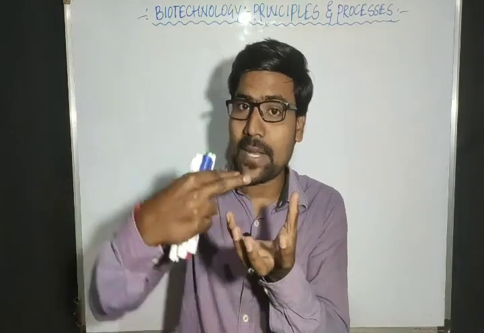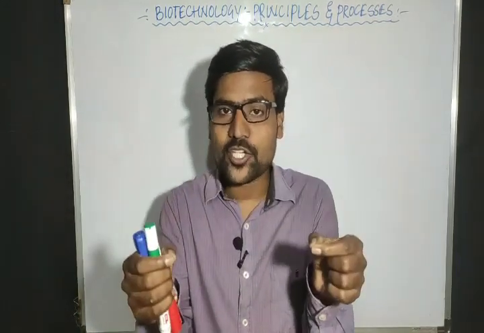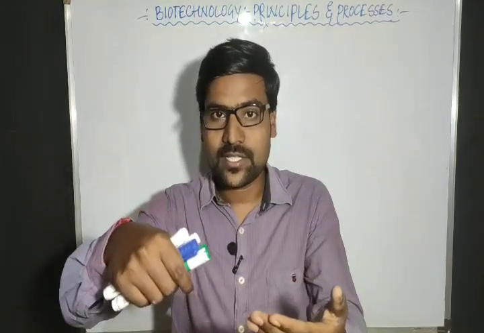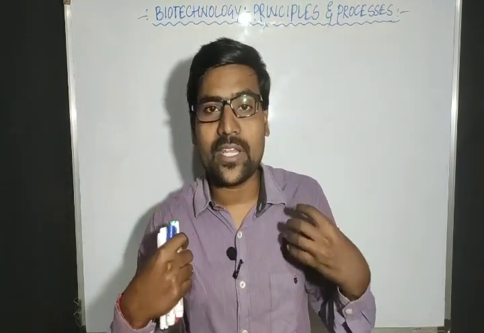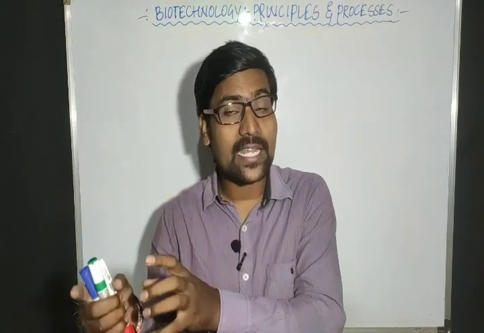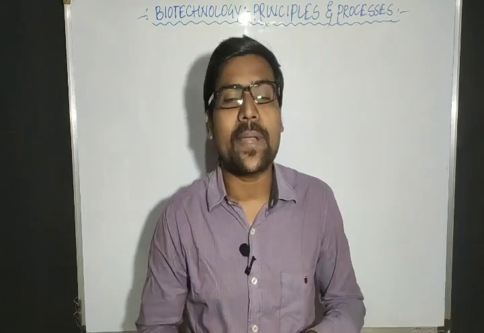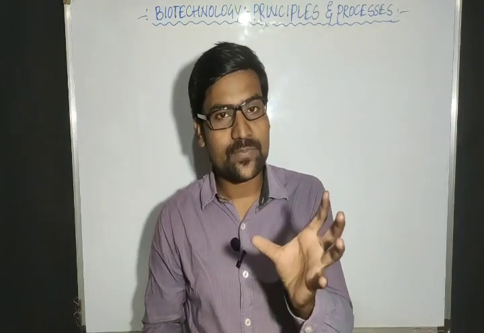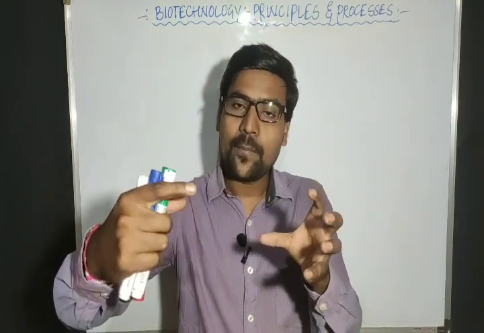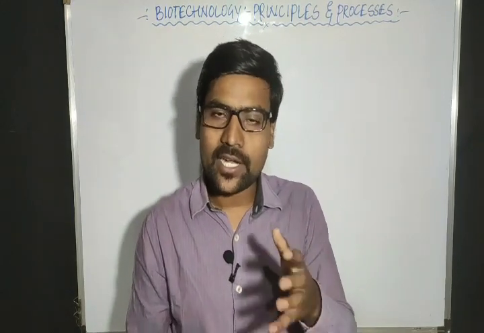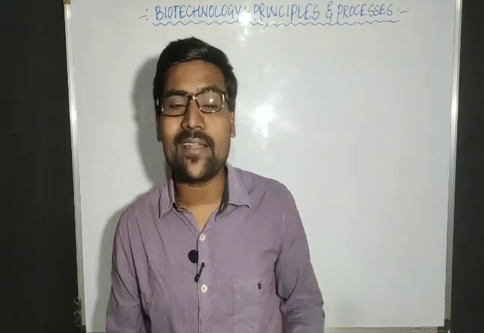We are going to cut the plasmid, create a gap, and into that gap we add our gene. That means whatever character we need in the organism, the gene representing that character we insert into that plasmid. Now plasmid DNA plus our DNA together form rDNA. Such artificial rDNAs we can create.